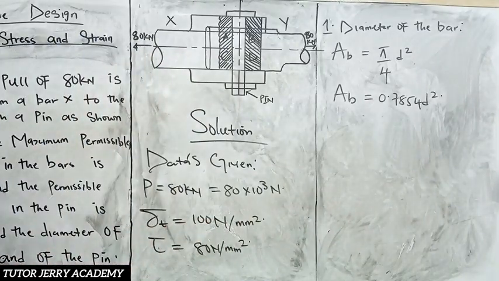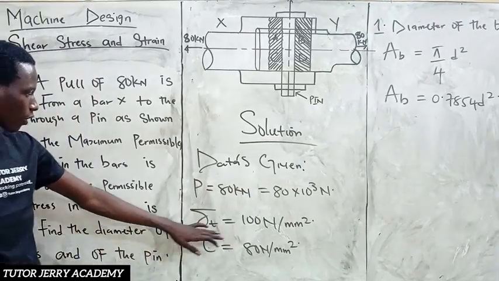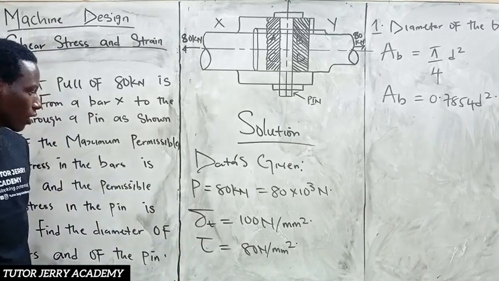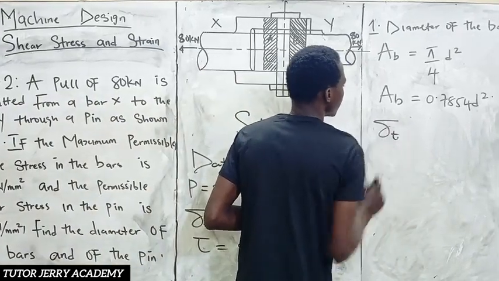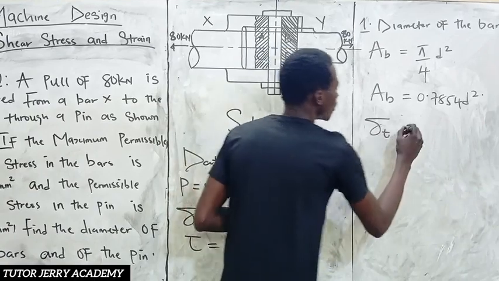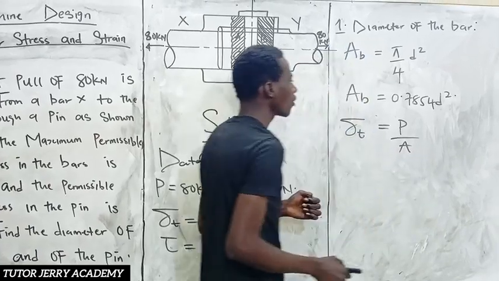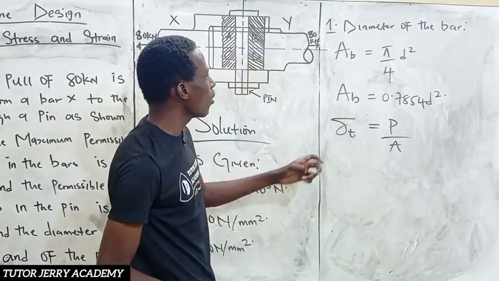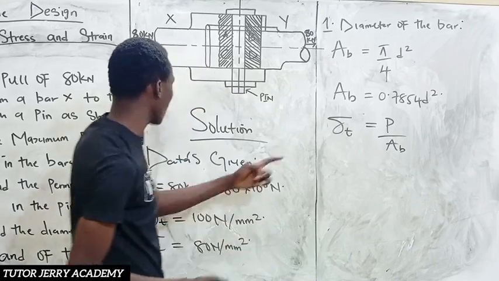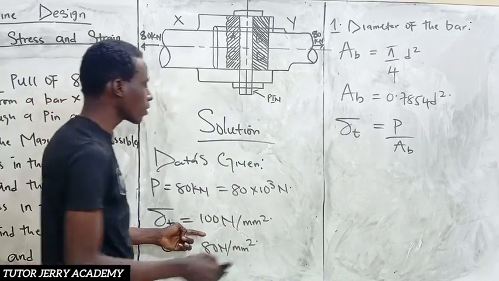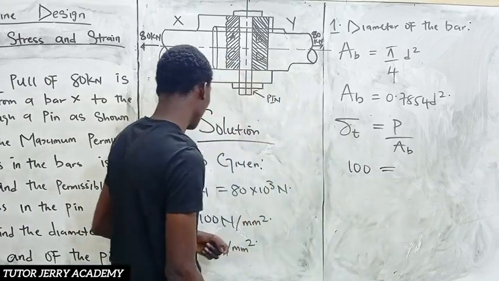So next, we have a load of 80 kilonewton. We also have a tensile stress of 100 Newton per millimeter square. So we are going to be using the formula that says sigma T, that is our tensile stress, is equal to force over area. In this case, we are considering the area of the bar, so we have A subscript B here. So our tensile stress is 100 Newton per millimeter square, which is equal to what?